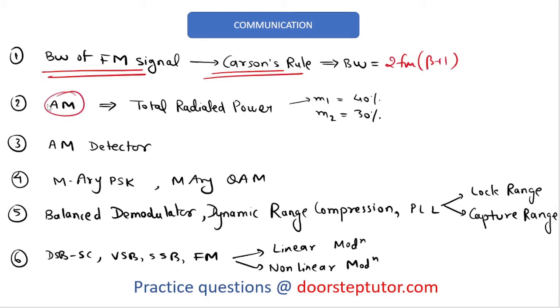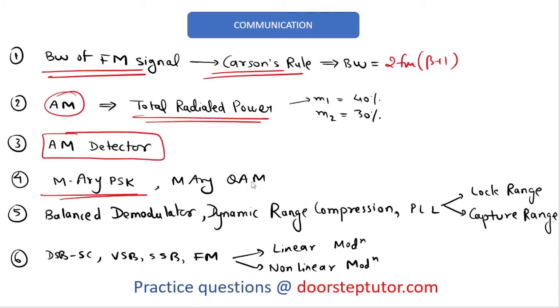There was a question related to amplitude modulation also, where they had given two different modulation indices, 40% and 30%, and we had to calculate the total radiated power. There was a question related to amplitude modulation detector, that is square law detector. One question was from M-ary PSK, frequency shift keying, and quadrature amplitude modulation also. There was a question based on balanced demodulator, dynamic range compression, and phase lock loop.